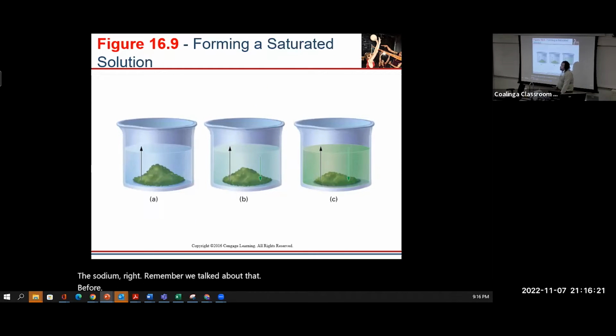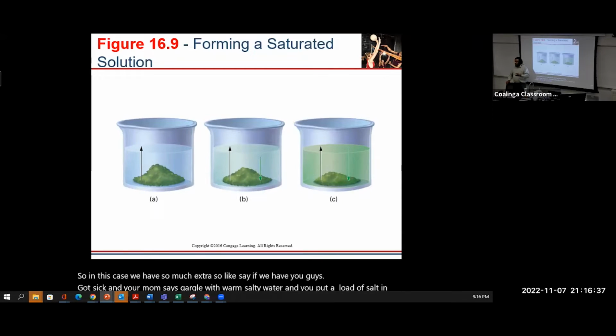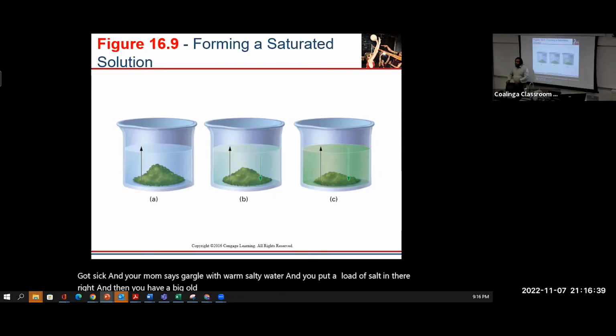Okay, so this is basically the formation of a saturated solution. In this case, we have so much extra. Say your mom says gargle with warm salty water, and you put a ton of salt in there, right? And then you have a big old lump of salt at the bottom. That's an example of forming a saturated solution.